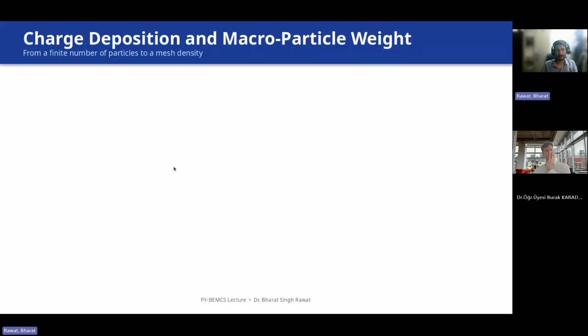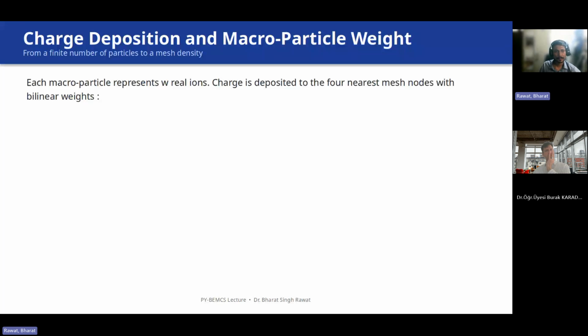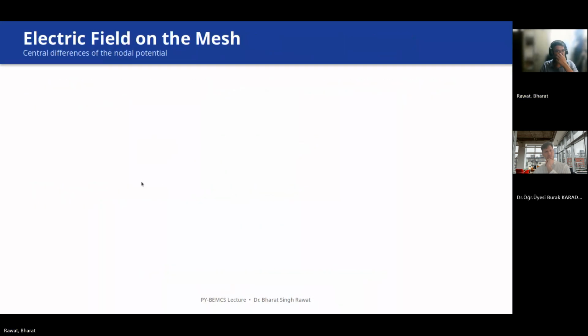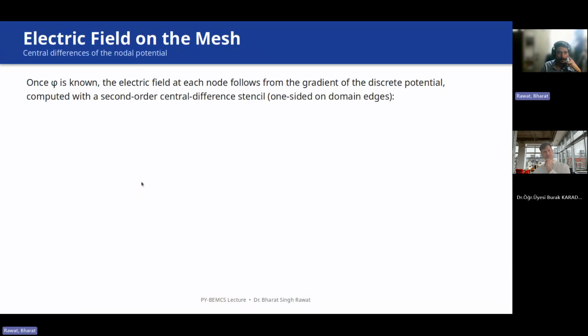Then there is charge deposition and macro weight. Each particle represents a charge of W real ions, and this is how it is interpolated. You find the nearest cell, and the nearest cell gets the highest charge, and that's how you distribute. By default, there are 40 particles per cell in my code, but it can be adjusted if you go to the source code and readjust the density. I think I need to go a bit quickly because I need to show you some demonstrations, so I will skip some of the steps which are not that important.